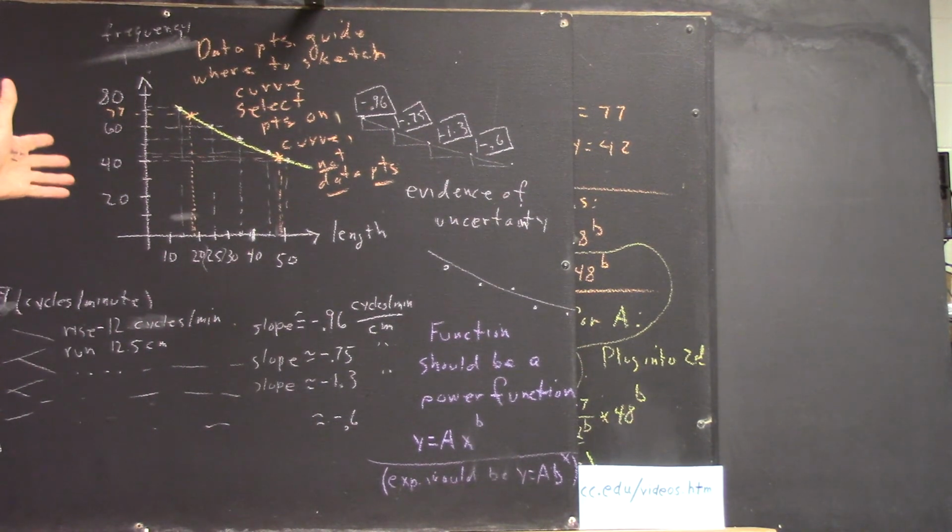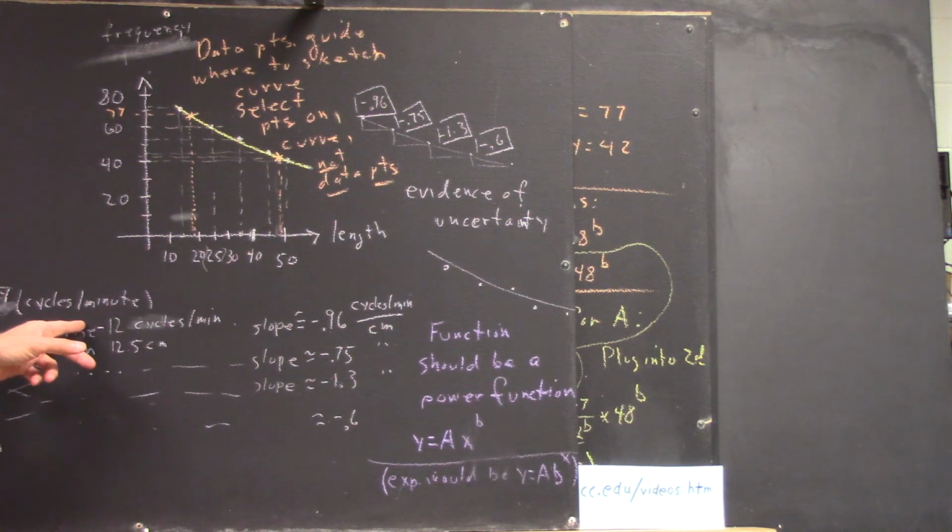Okay, here's our graph, right? What does our Y mean? Frequency. Y is the frequency. Measured in what units? Who knows? You didn't write them down. Cycles per minute. Frequency is in cycles per minute. No longer period, okay?